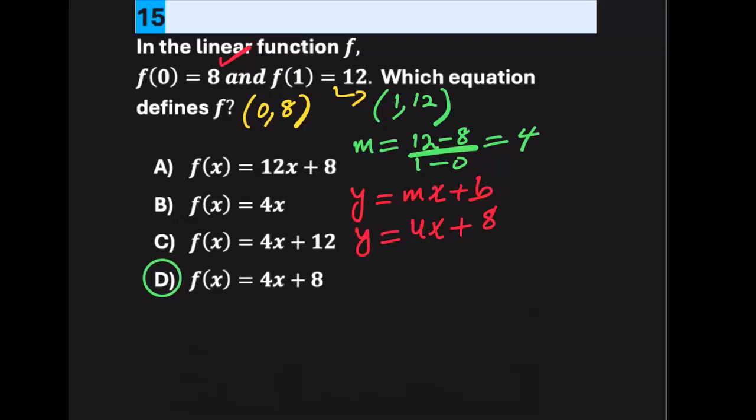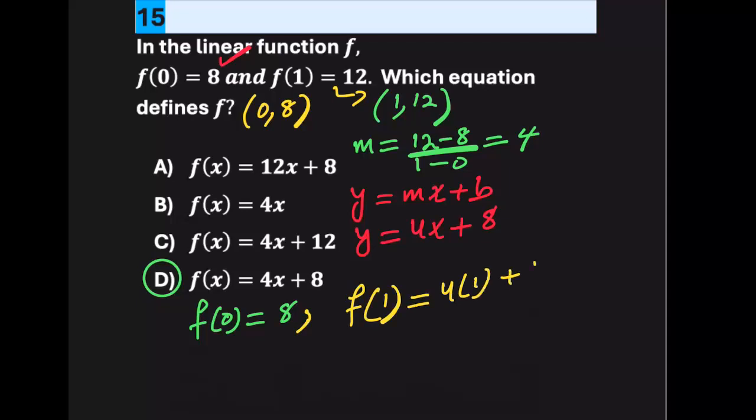If we substitute 0 for x, we're going to have f of 0 is equal to 4 times 0 is 0, and we have 8 here. And if we substitute 1 for x, then we have 4 times 1 plus 8, which is 12. And that satisfies this equation. So the answer is choice D.